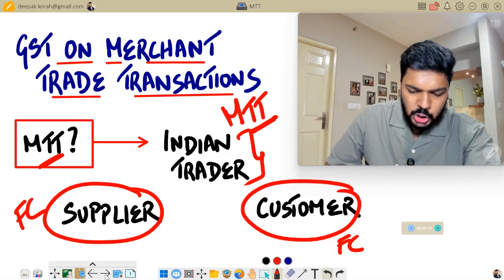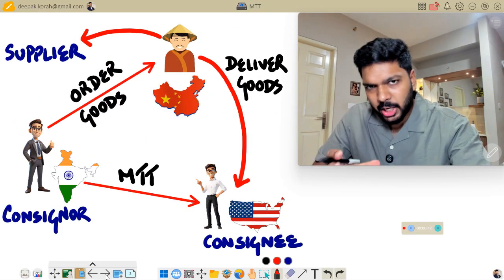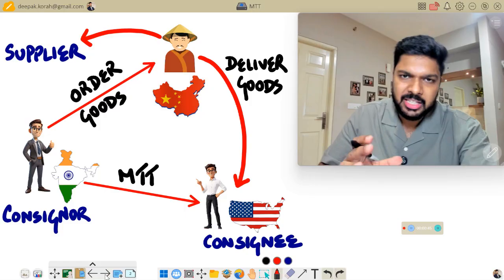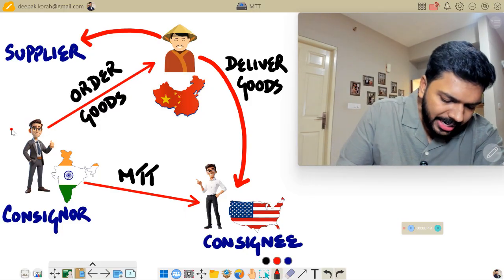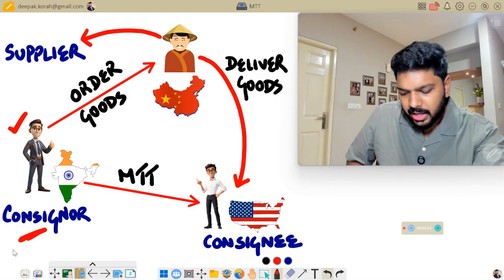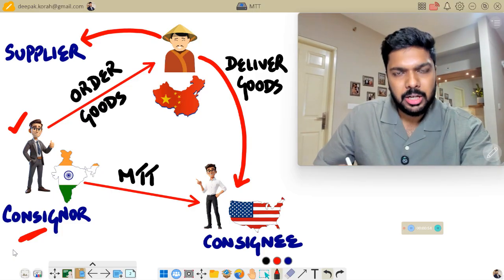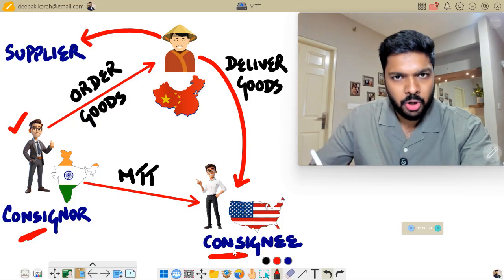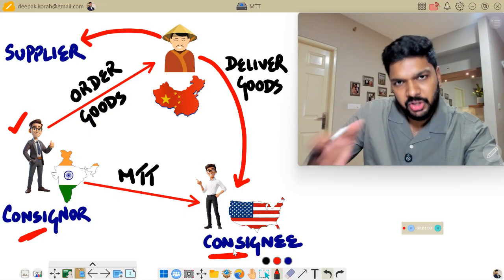Now, to understand this concept further and also to understand the implication of GST on MTT transactions, let us take the help of a simple example. Say you have an Indian trader of goods and he's termed as a consignor. He's just received a big order from his customer in the US who's tagged as a consignee. And to fulfill that order, he has to procure the goods from China.